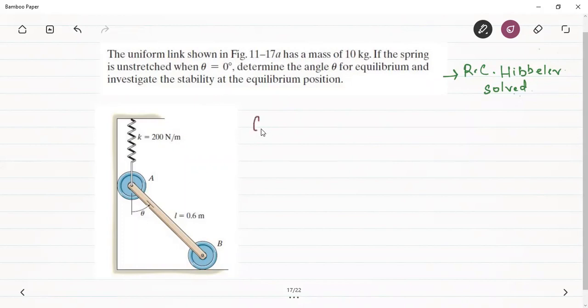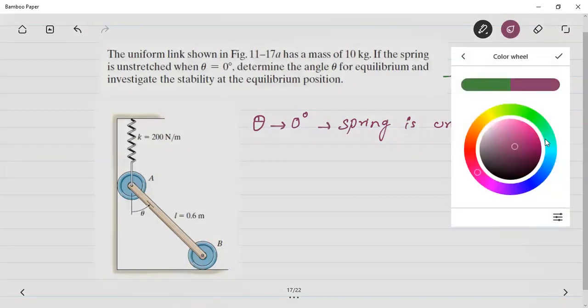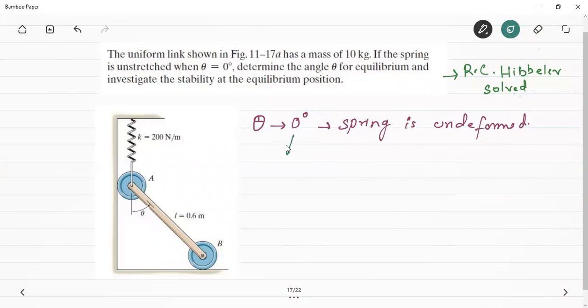So first of all, what is given here? That when theta is equal to 0 degrees, the spring is undeformed. And what will be the position of the link when theta is equal to 0? One can see that this link is making an angle of theta with the vertical. Therefore, when theta is equal to 0 degrees, the link AB will be vertical.